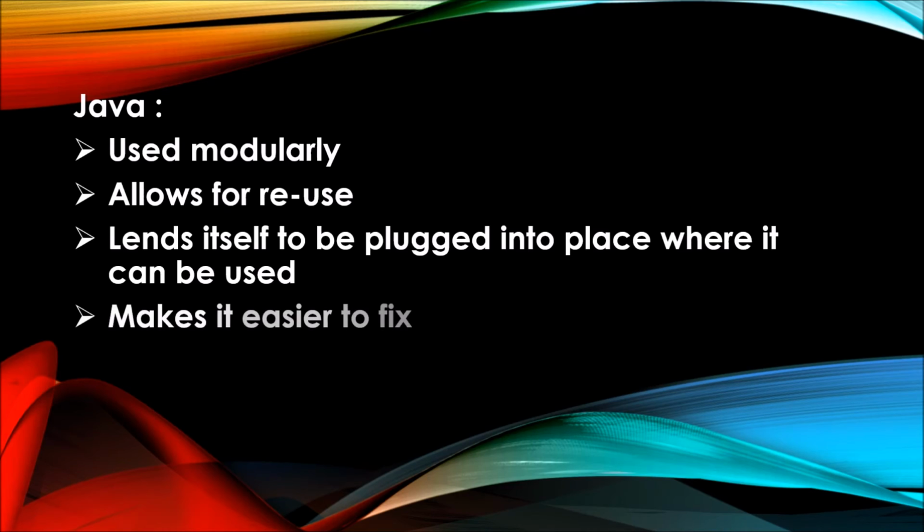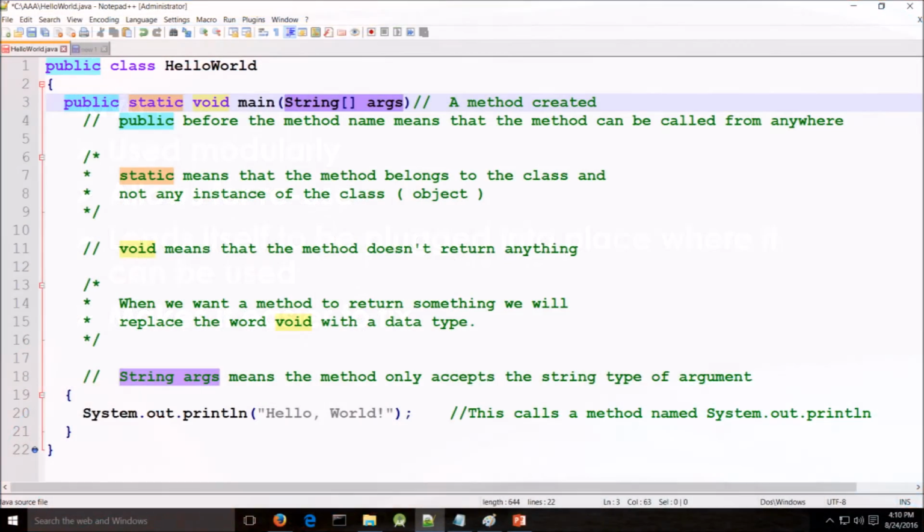Public before the method name means that the method itself can be called from anywhere. Static means that the method belongs to the class and not any instance of the class. Void means that the method doesn't return anything. When we want a method to return something, we replace the word void with a data type. In this example, the parameter String args means it only accepts the String type of arguments.